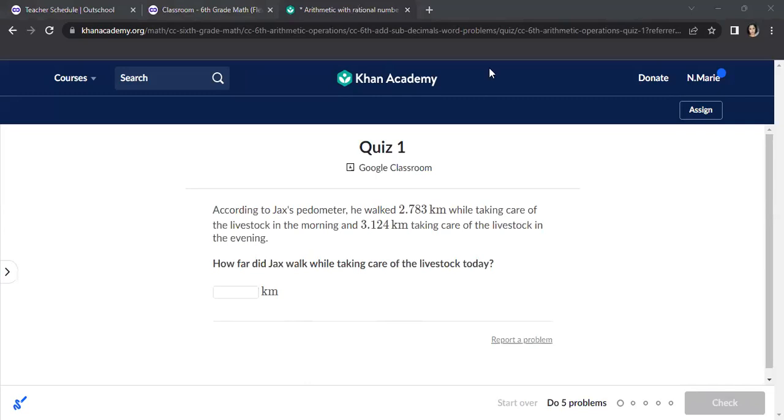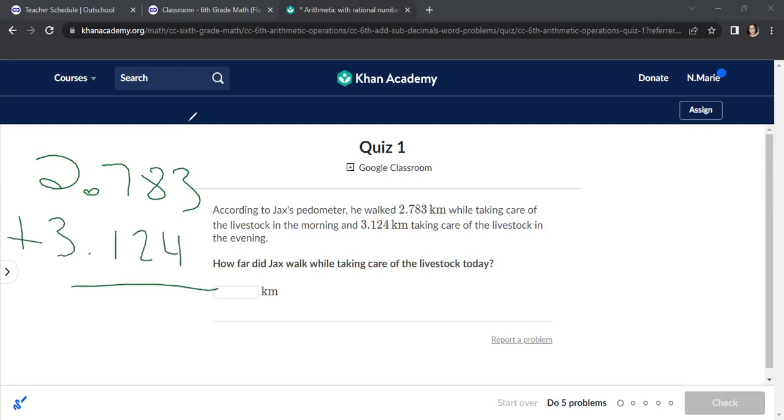So let me get the drawing pen. We have 2.783 plus 3.124. Line the decimals up. When adding, be very neat. Mistakes come from when you're sloppy and not lining things up.